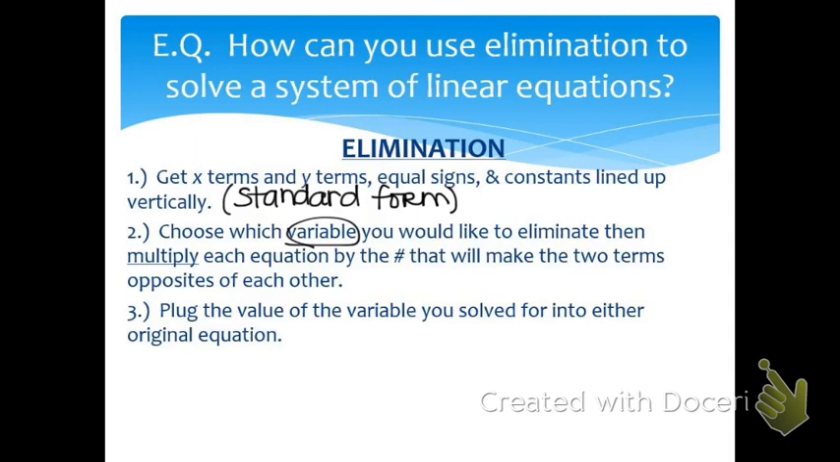So you're going to choose which variable you'd like to eliminate, then multiply each equation by the number that will make the 2 terms opposites of each other. Now again, you want to eliminate. Let's say you want to eliminate your x term, and one of your x terms is a negative 2x. What is the opposite of negative 2x? Positive 2x. So the only way you're going to be able to eliminate the x term is if one of them is a negative 2 and one of them is a positive 2. So that's going to entail you multiplying the equation, and we'll get to all of that.